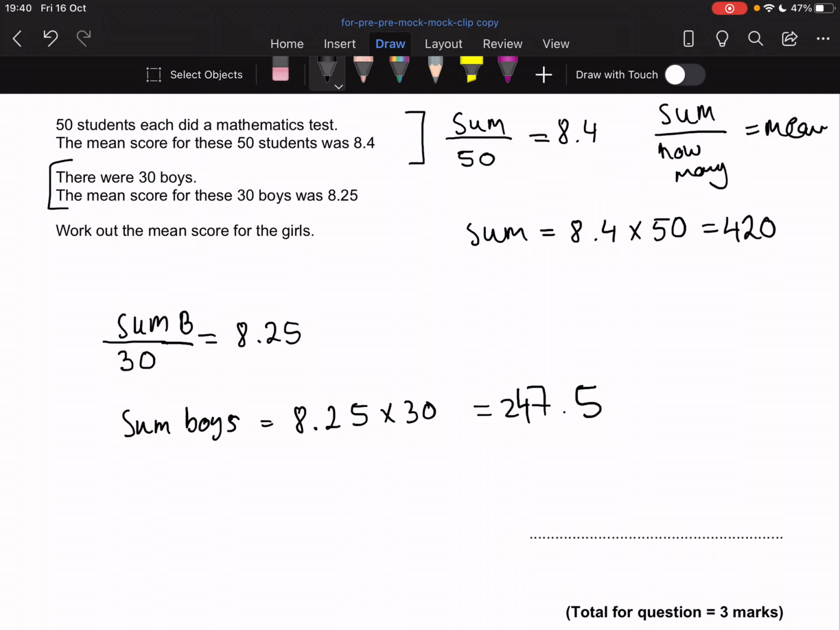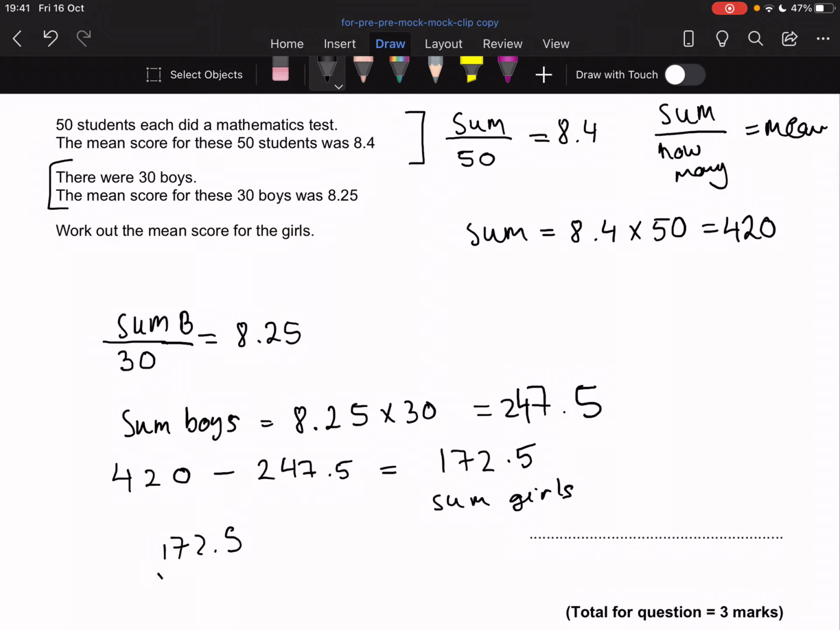So I've got the sum of all the students and I've got the sum of all the boys' scores. If I do the sum of all the students minus the sum of all the boys, I'm going to get the sum of all the girls' scores. So 420 minus 247.5, I'm getting that's 172.5. And it's asking me to work out the mean score for the girls. So I've got the sum of the girls' scores. I just worked it out.